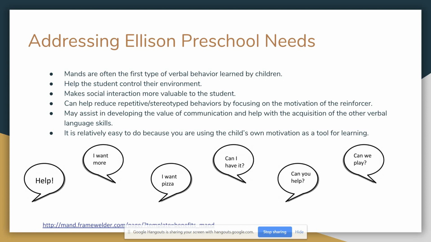MANs are often the first type of verbal behavior learned by a child. They can help the student control their environment, make social interaction more valuable to the student. They can help reduce repetitive behaviors by focusing on the motivation of the reinforcer. This may assist in the development of value of communication and help with the acquisition of other verbal language skills. It is relatively easy to do because you are using the child's own motivation as a tool for learning.